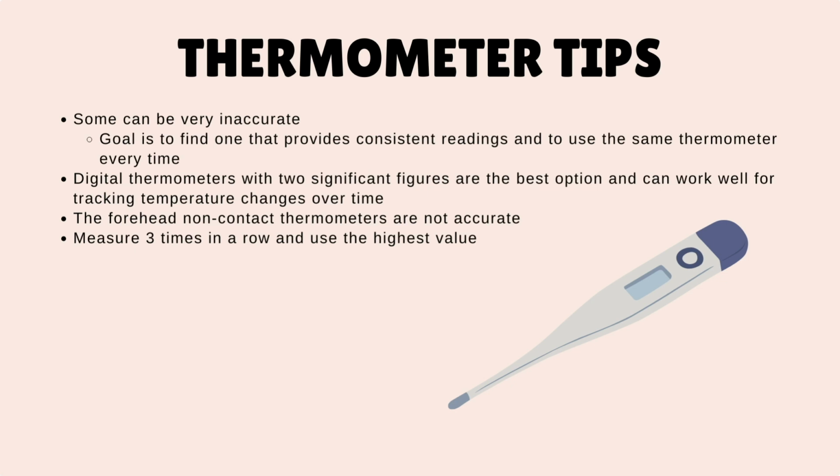Also, for your actual readings, we advise measuring 3 times in a row. So calibrate your thermometer, put it in your mouth for 3 minutes or under your arm for 5 minutes, and then click the button to take a measurement and do that 3 times in a row and use the highest value.